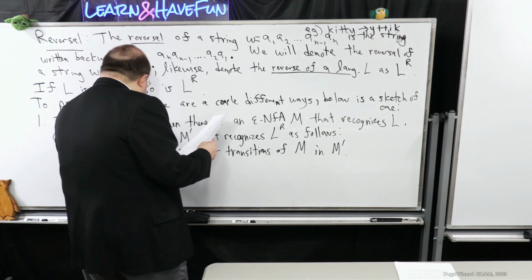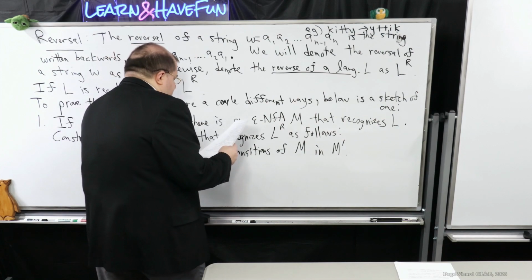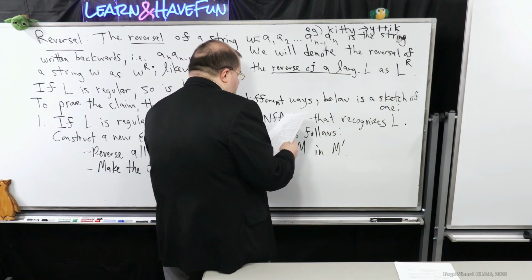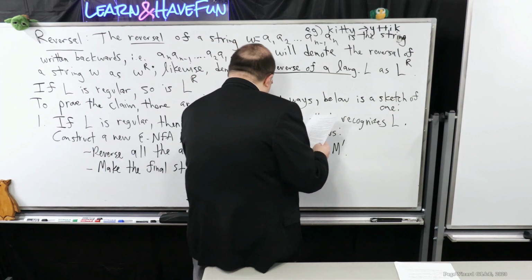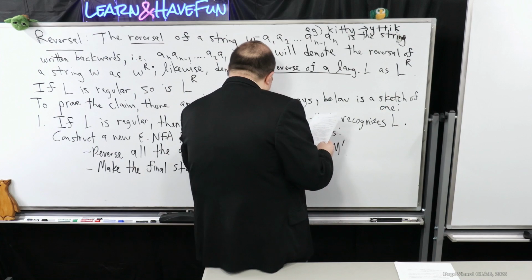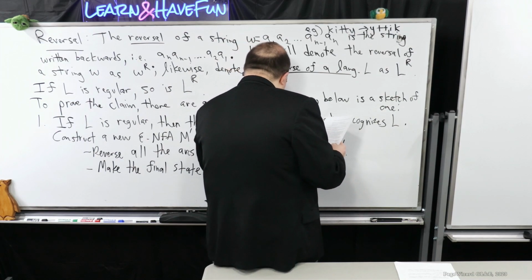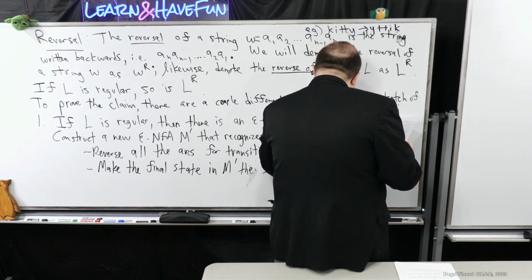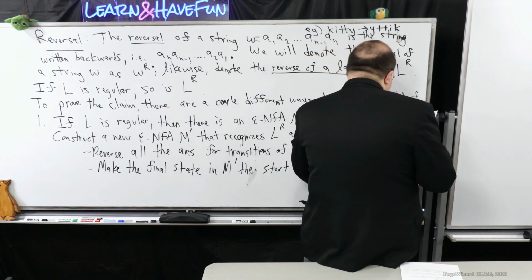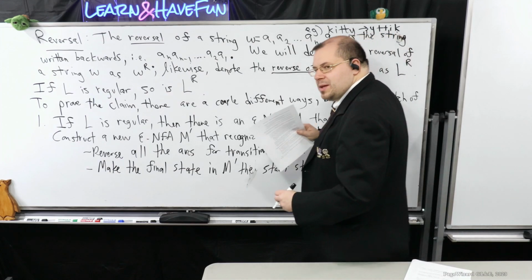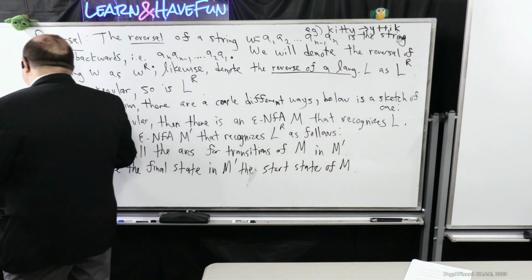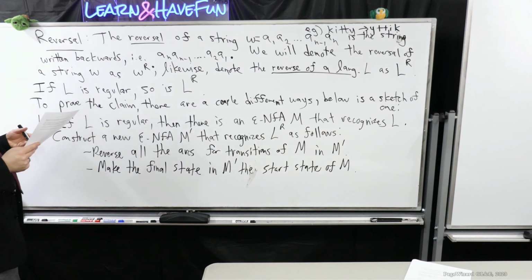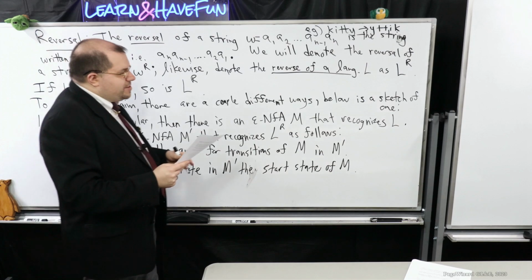Make the final state in M prime the start state of M, right? It has to get to the start state. That's where it begins in M. So if we need this new epsilon FA to work properly, I just want to make sure it gets over there. But you might ask, Dan, why do you want to use an epsilon FA?